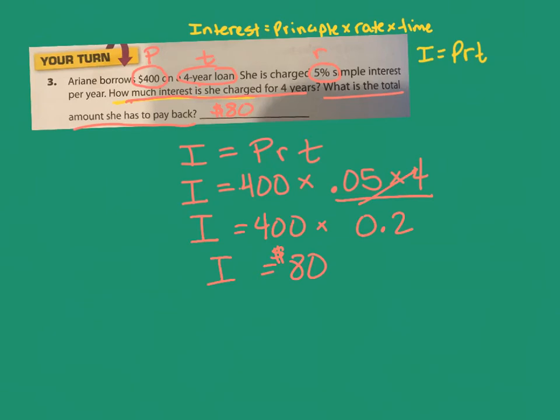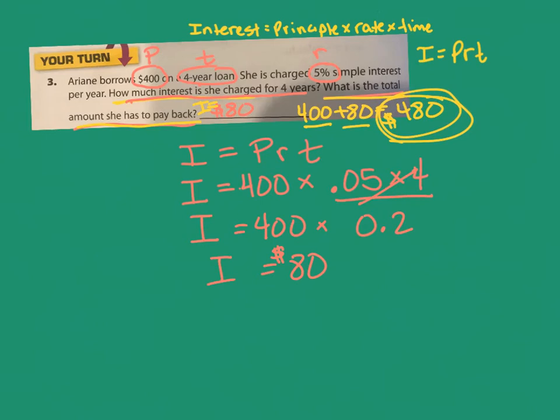She still has to pay back the money that she borrowed. So that's the second question. What is the total amount she has to pay back? Well, she's got to pay back the $400 plus the $80 interest, the fee for borrowing the money. So she will have to pay back $480. This one was interest. Interest is $80. She has to pay back the $400 plus the $80, a total of $480.